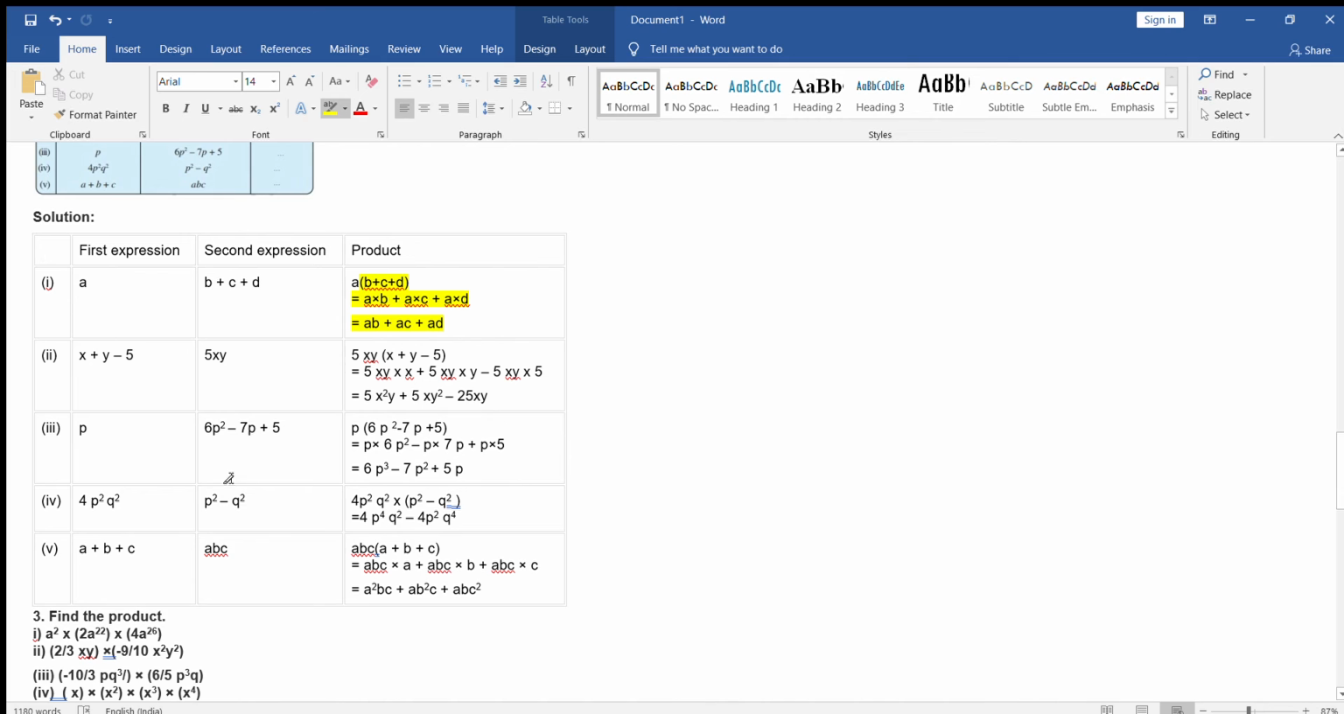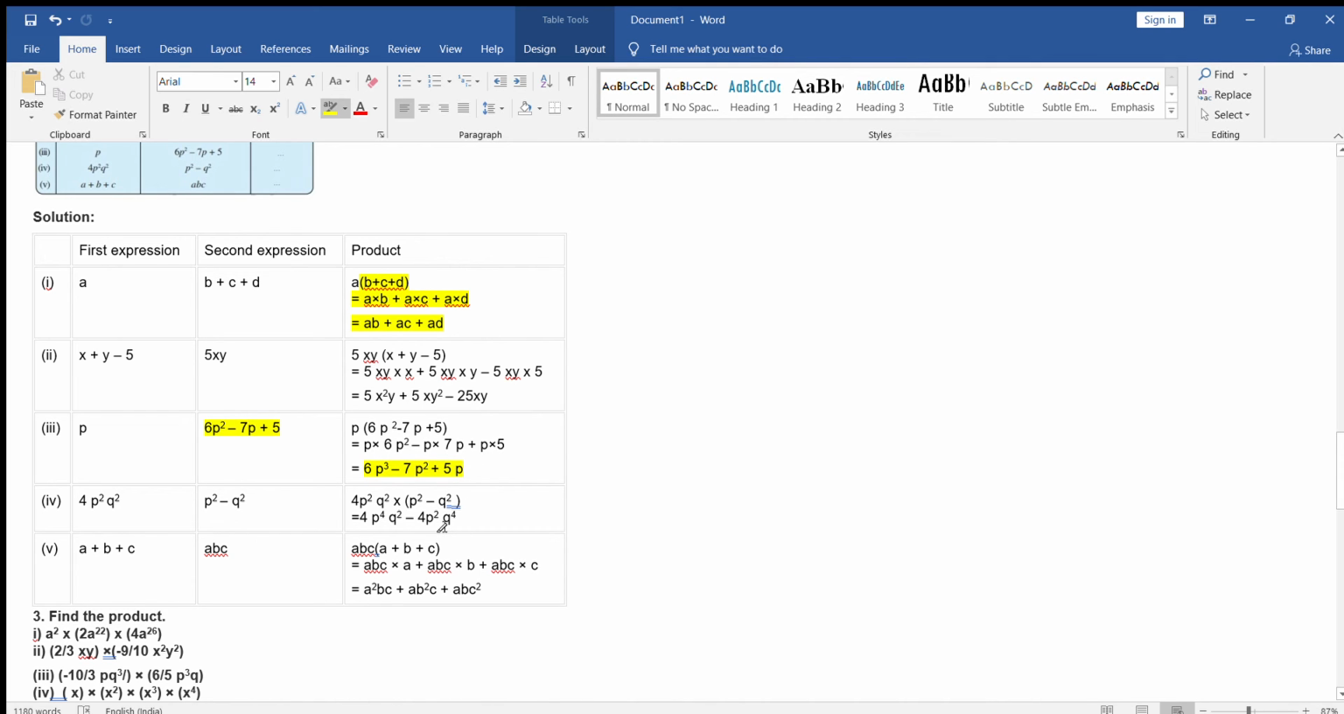Got it? Now see the next one. For example, third we will discuss. We have to multiply P with this term. Okay, so how we will multiply? P with 6P square. So it will be 6P cube. P with minus 7P, it will be minus 7P square. And P with 5, we know it, that 5P.